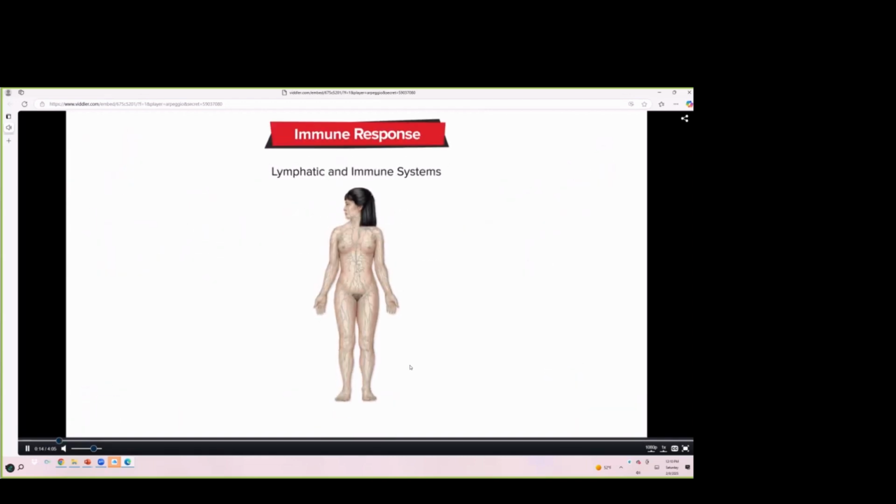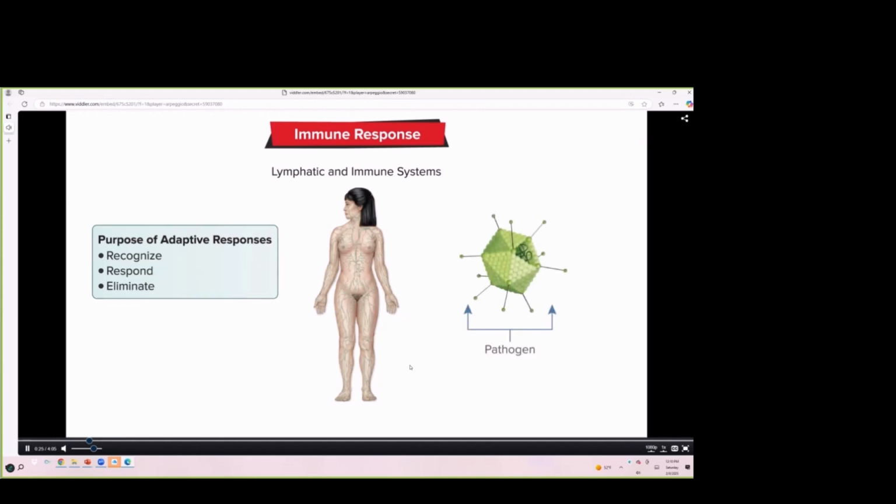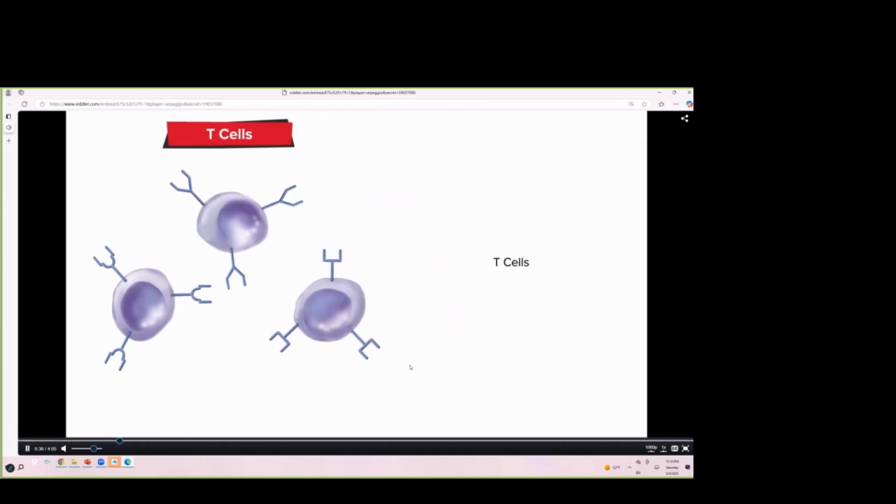The immune response consists of multiple levels of reaction to a potential pathogen in the body. The purpose of adaptive responses is to recognize, respond to, and then eliminate specific pathogens in the body based on proteins found on their surfaces, which are called antigens. In this video, we'll examine the response of T cells, which are immune cells that play a very important role as the link between the nonspecific actions of the innate immune response and the pathogen-specific adaptive response.